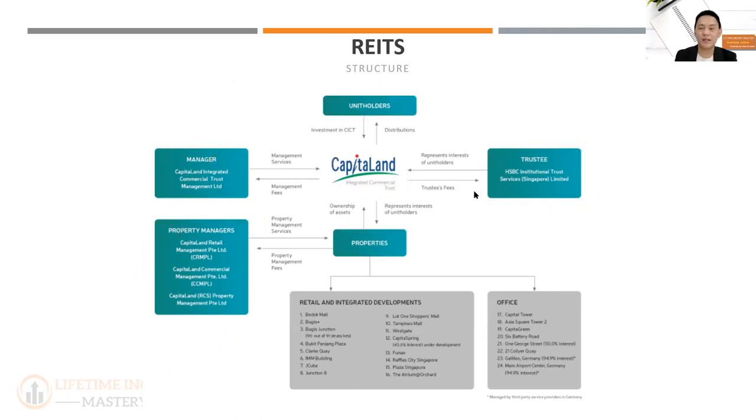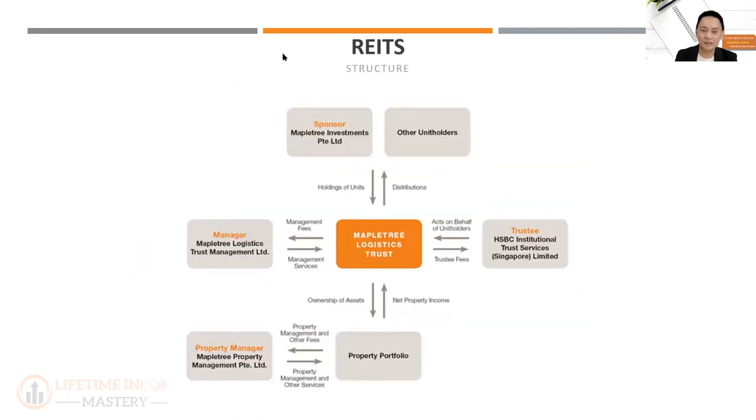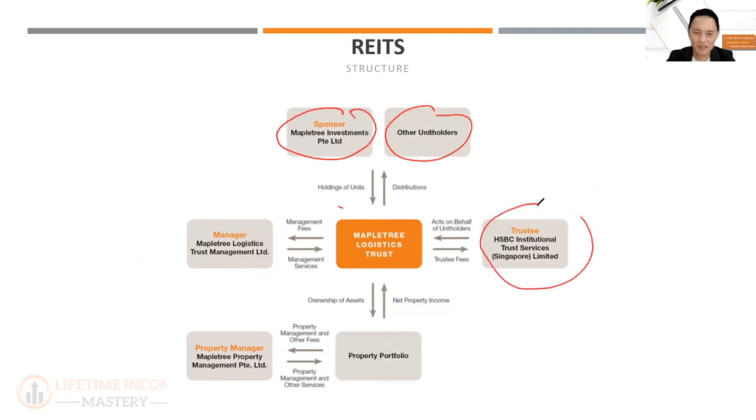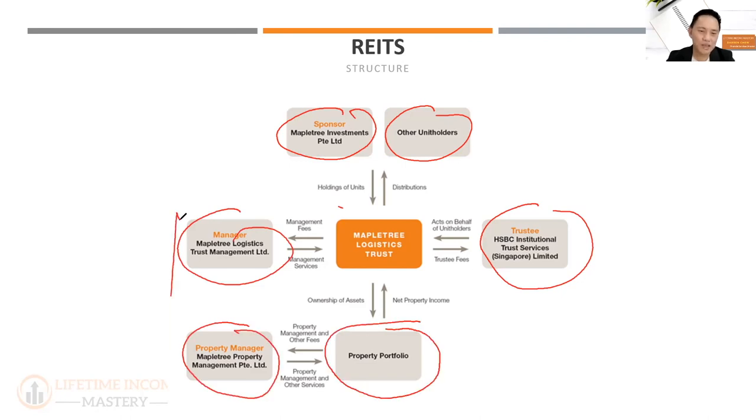Let's look at another REIT structure. This is Mapletree Logistics Trust. Here it shows who the unit holders are, and of course the sponsor is Mapletree. Then there's a trustee here. Same thing, there's a manager, and also a property manager and the property portfolio. Same thing, these two are indirectly owned by the sponsor. So this is how the REIT structure works in general.